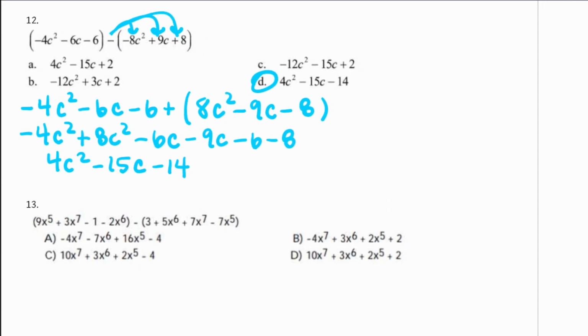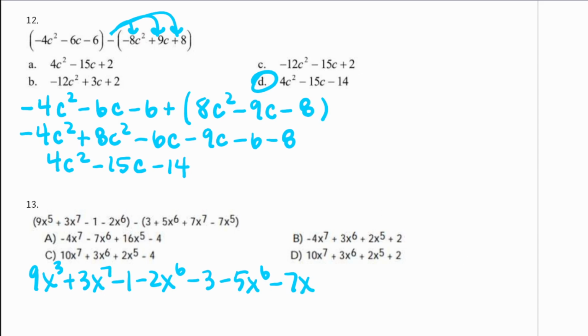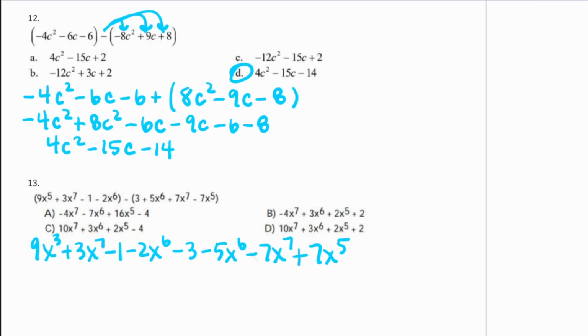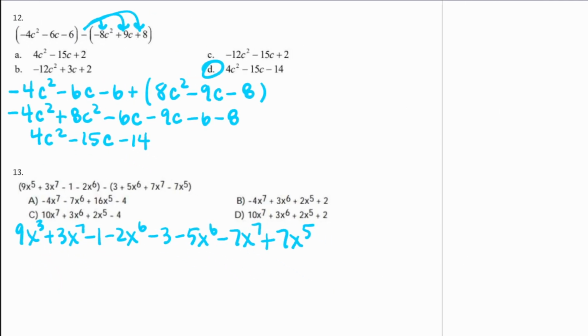13, it's going to be pretty much the same. I've got 9x to the 5 plus 3x to the 7 minus 1 minus 2x to the 6. And then when I distribute the negative to all of these things, I'll have minus 3 minus 5x to the 6 minus 7x to the 7 and positive 7x to the 5. When I go to combine like terms, I'll start with the 7th power. That's the biggest thing I saw. I've got plus 3 minus 7 is negative 4x to the 7. Okay, so you could use that to knock off two answer choices. With x to the 6's, I've got negative 2 minus 5 is negative 7x to the 6.